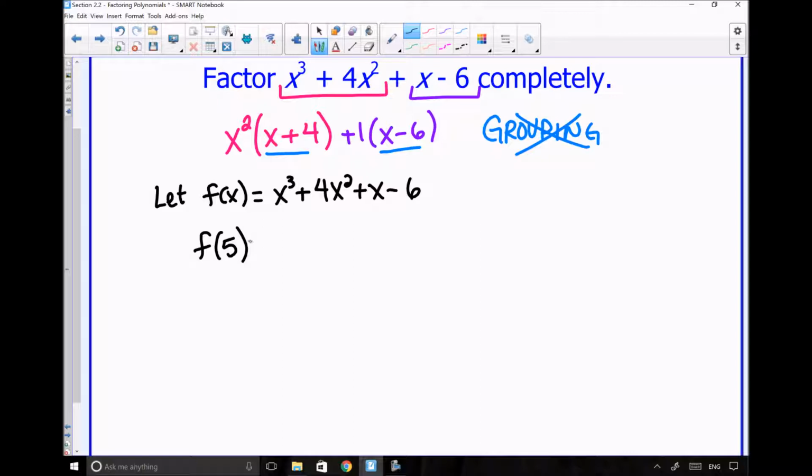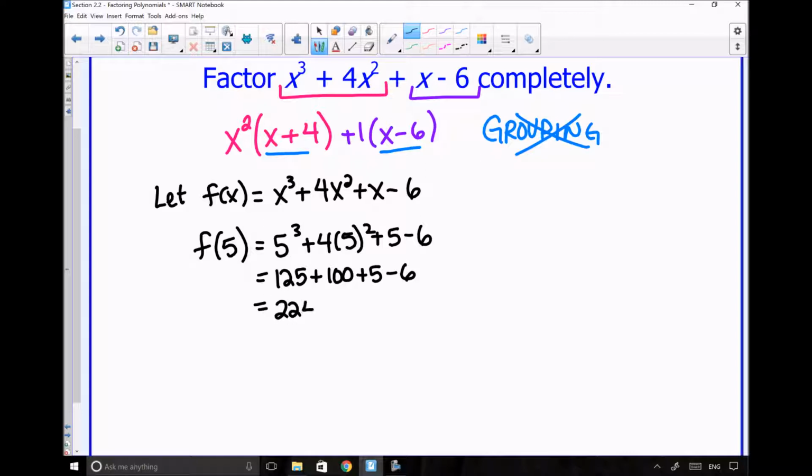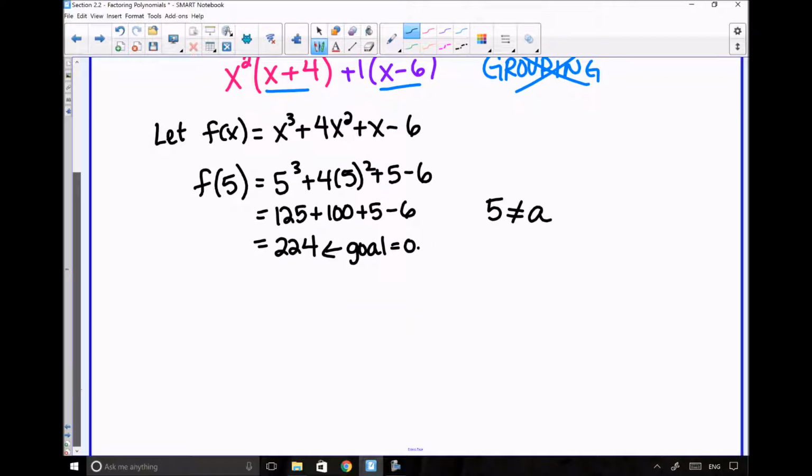So when I plug 5 in, I will end up getting 5 cubed plus 4 times 5 squared plus 5 minus 6. So this ends up being 125 plus, 5 squared is 25, multiply that by 4, you get 100, plus 5 minus 6. Well, when I add all of that together, I get 224, which means that I don't have a remainder of 0. My goal is to get 0. So that means 5 is not what a is. Okay? So let's try another value.